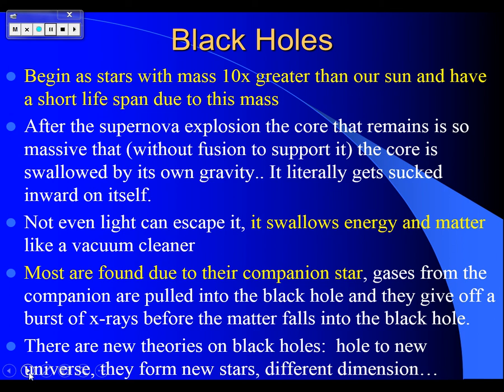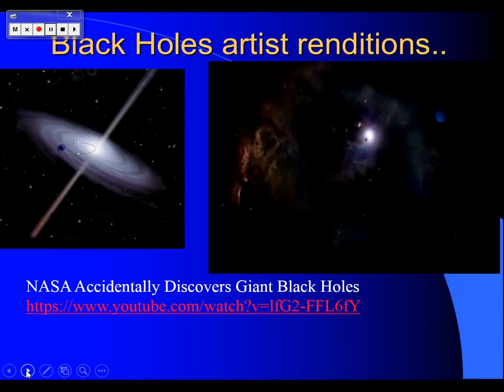And most of them are found due to their companion star. So they kind of have a star buddy. And the gases from that companion, or the buddy, are pulled into the black hole. And as the matter falls into the black hole, a burst of X-rays comes out, and that's how we generally find them. Here are two artist renditions of a black hole, and here's a video on how NASA accidentally discovered giant black holes. Go ahead back to Edmodo and watch that video also, please.